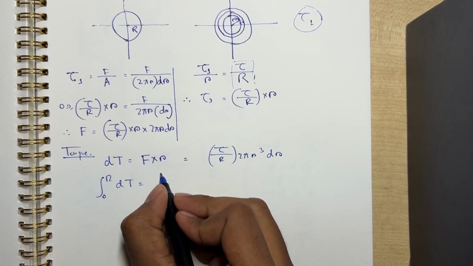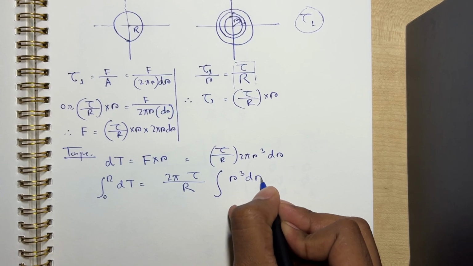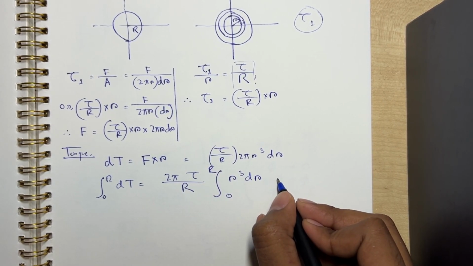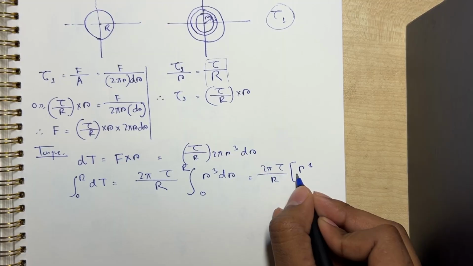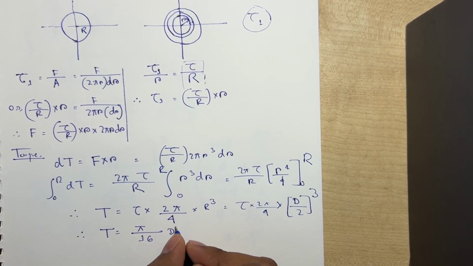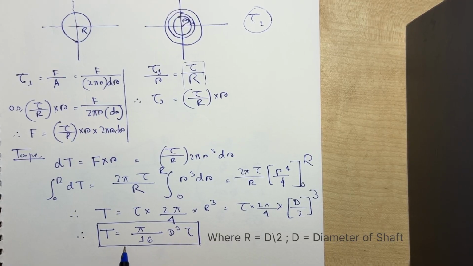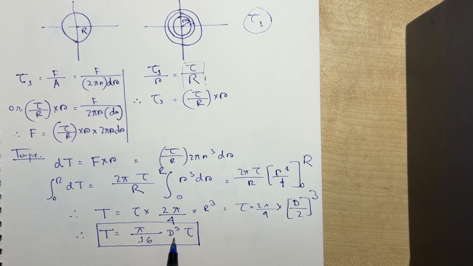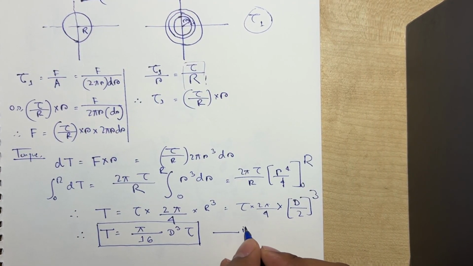So T would be, we'll take out the constant from inside, r cube dr, 0 to R. So it will be 2 pi tau by R into R to the power 4 by 4, which is pi by 16 d cube tau. So this is the equation of torque. So what we have here, we have found torque in terms of the diameter of the shaft and in terms of the shear stress. So if this was our equation number 1, this would be our equation number 2.